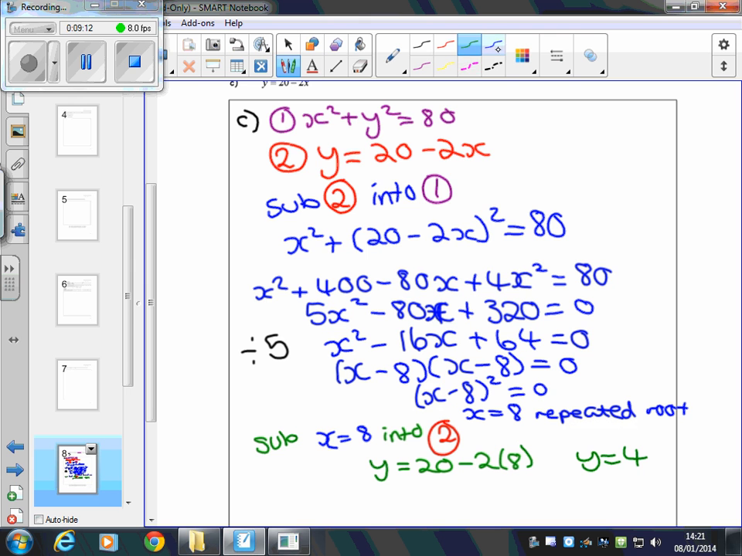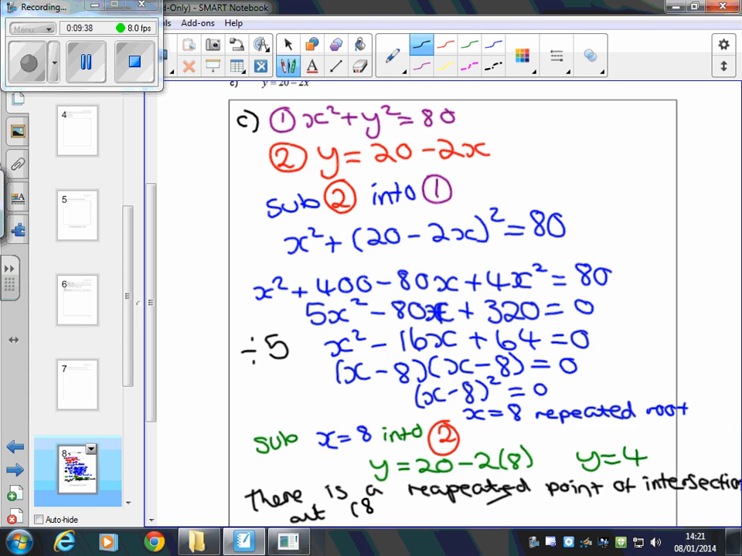So there is a repeated point of intersection at 8, 4. And it might be good just to put on the end 'tangent' to show that you understand that this means that this line is a tangent to the circle.